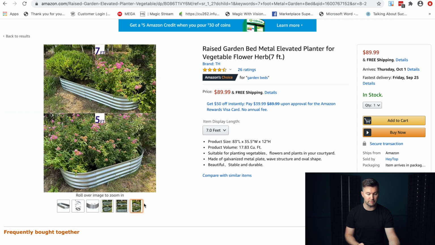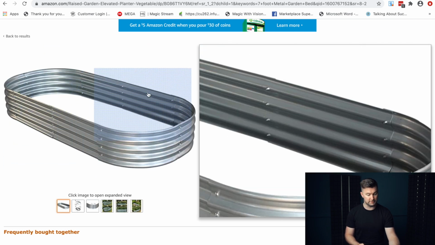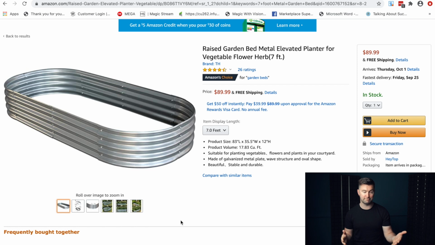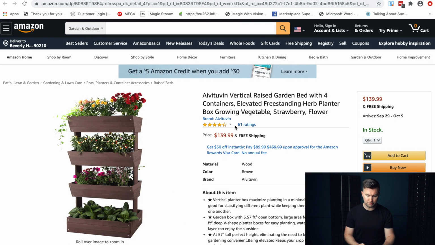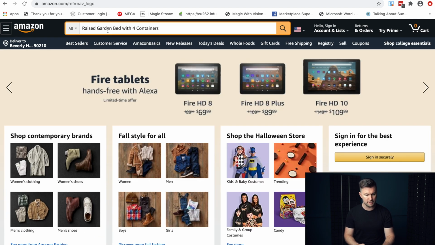And they have 2 versions, they have the 5 and 7 foot. You can definitely make a better initial image than that, as I'm sure you'd agree. This is another product we found. Now, this is a raised garden bed, but it's got 4 containers. So I would search, and again, it's interesting to see, are people searching for this or not?